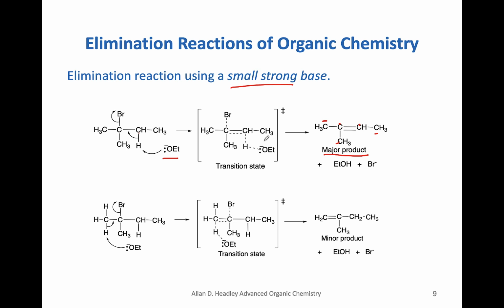Remember, the more substitution on the carbons of a double bond makes that alkene more stable compared to another alkene that does not have as many alkyl substitutions on the carbons. It's also possible to abstract this hydrogen to form the double bond here. As you can see, here's a transition state, and here is the double bond that's formed, but this is the minor product here if we are using a small base.